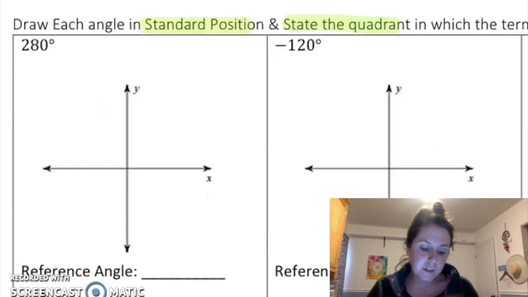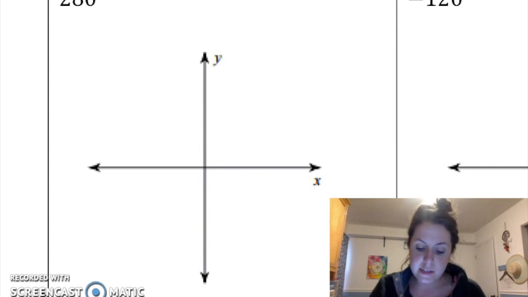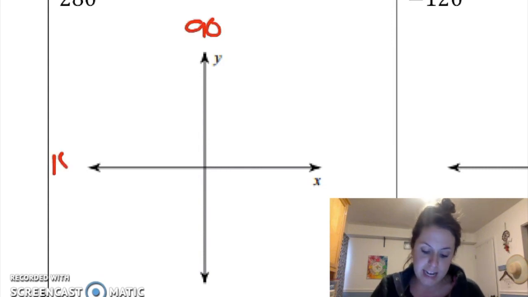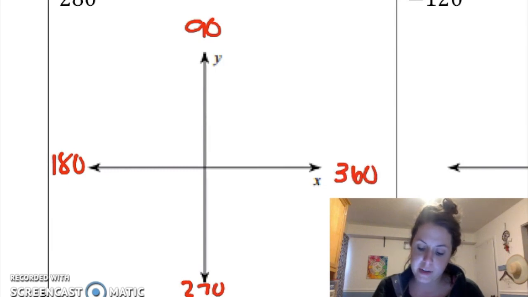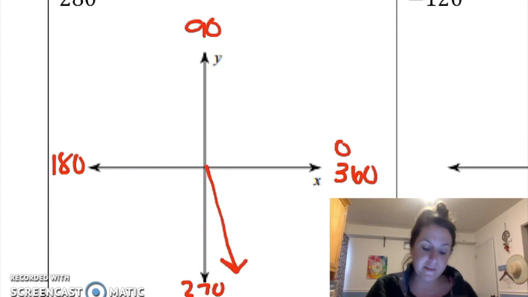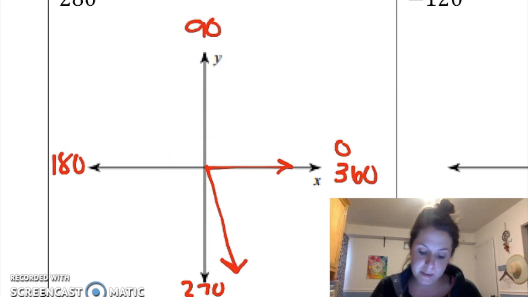So let's start with 280. The big thing I would remember here is that our quadrants are each 90 degrees. So 90, 180, 270, and then back at 360 or at 0. So 280 is going to be just past 270, right? Here's our initial side, and then this would rotate all the way around to there. So my terminal side is in quadrant 4.